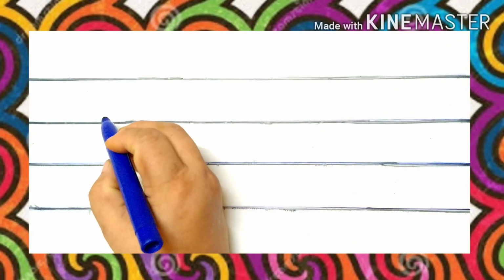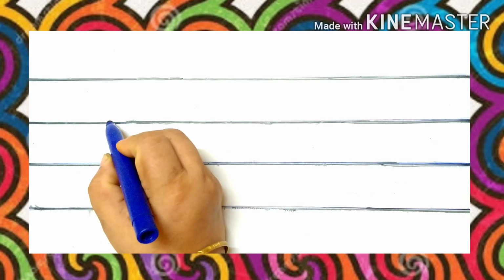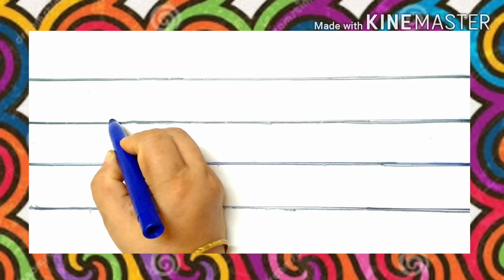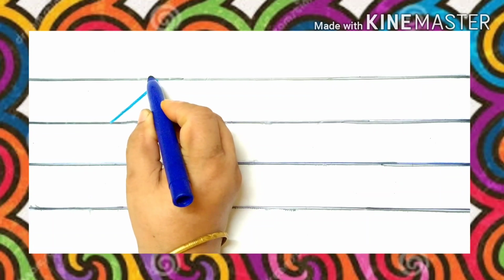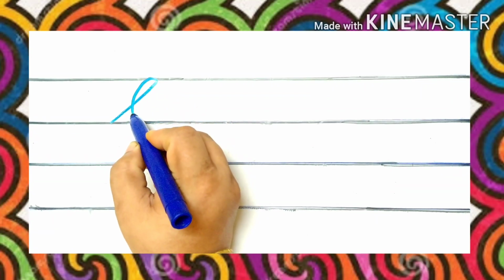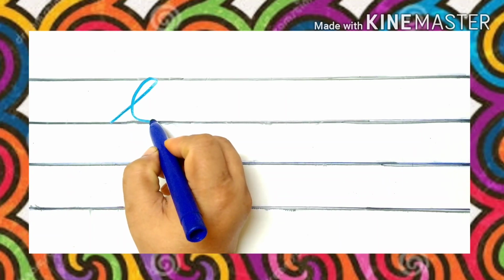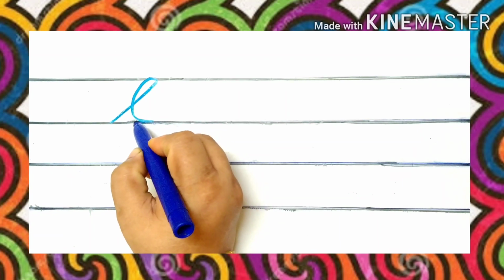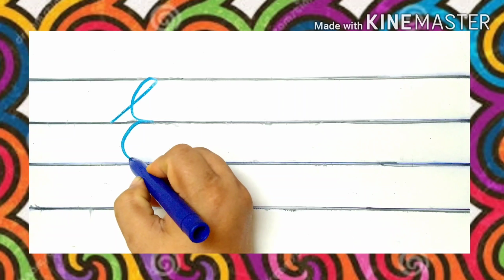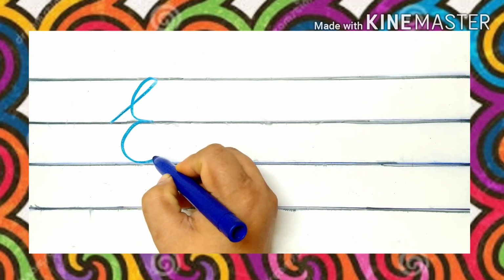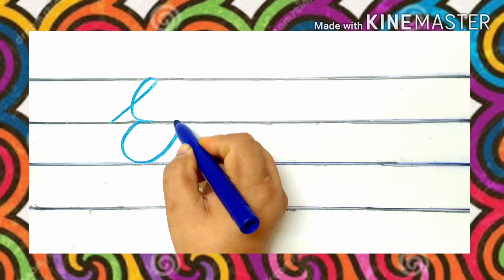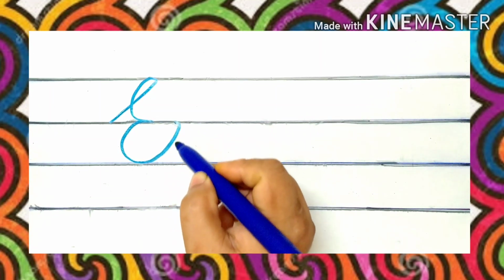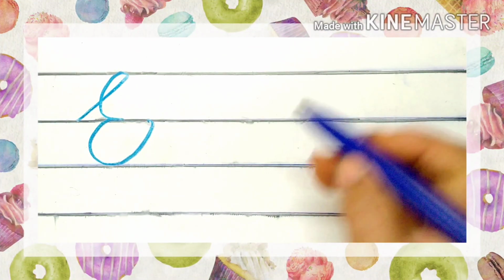Children, next letter is E. So put your pencil on the second line, make a slant line, touch it to the top line, curve it, touch it to the second line, again make a curve, touch it to the third line, curve it, touch it to the second line and little curve. This is E.